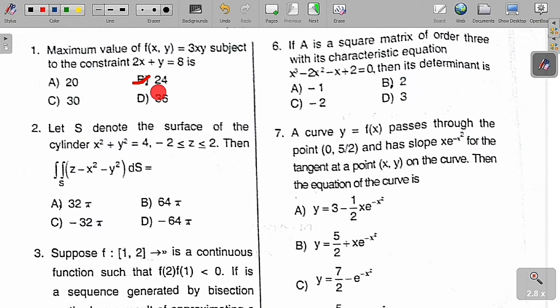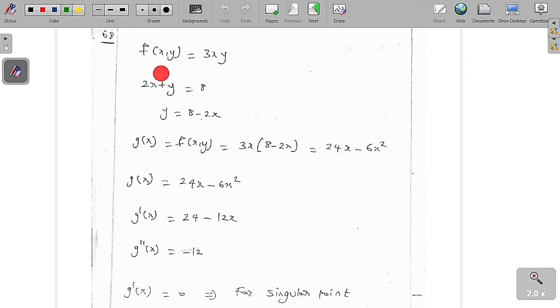So let's solve this numerical. This is the solution of this question: f of x comma y is equal to 3xy is the function they have given, and the equation of the constraint, the straight line, is 2x plus y is equal to 8. You can see clearly f of x comma y is a function of two variables x and y. Here 2x plus y is equal to 8, so I can write y is equal to 8 minus 2x.